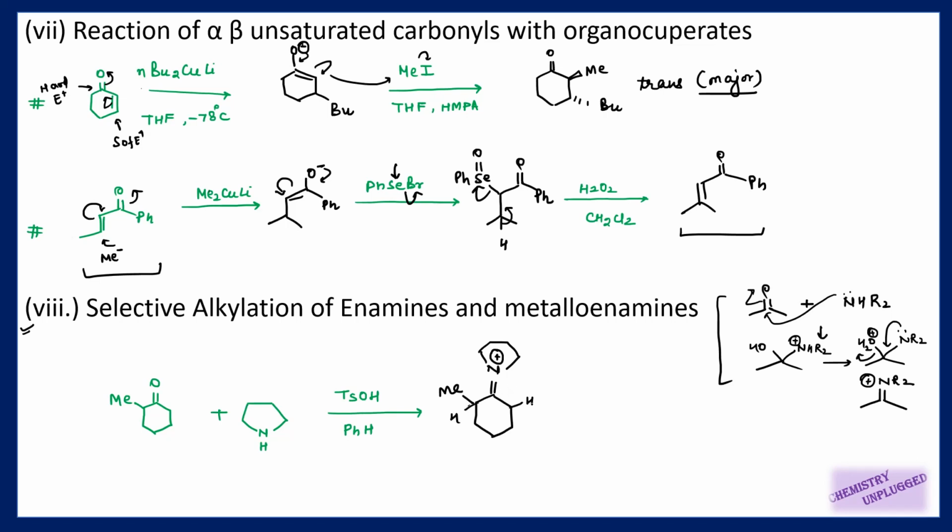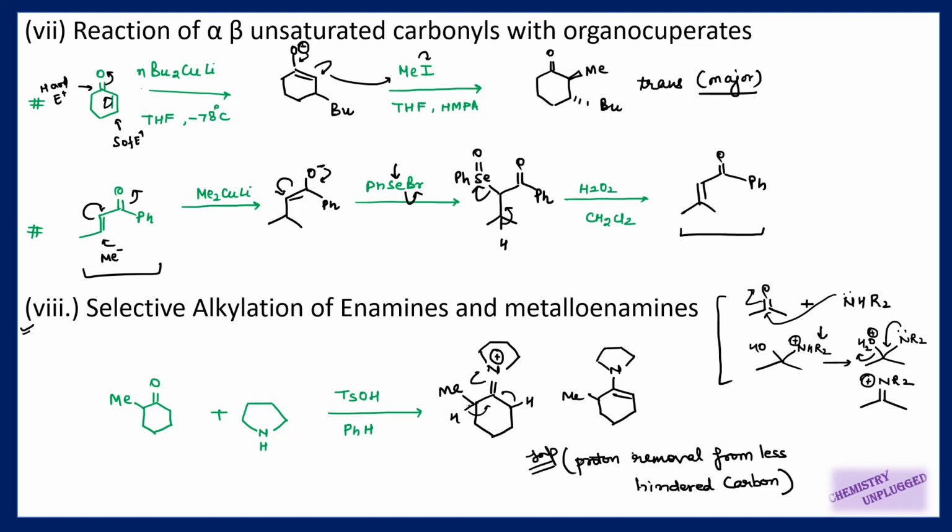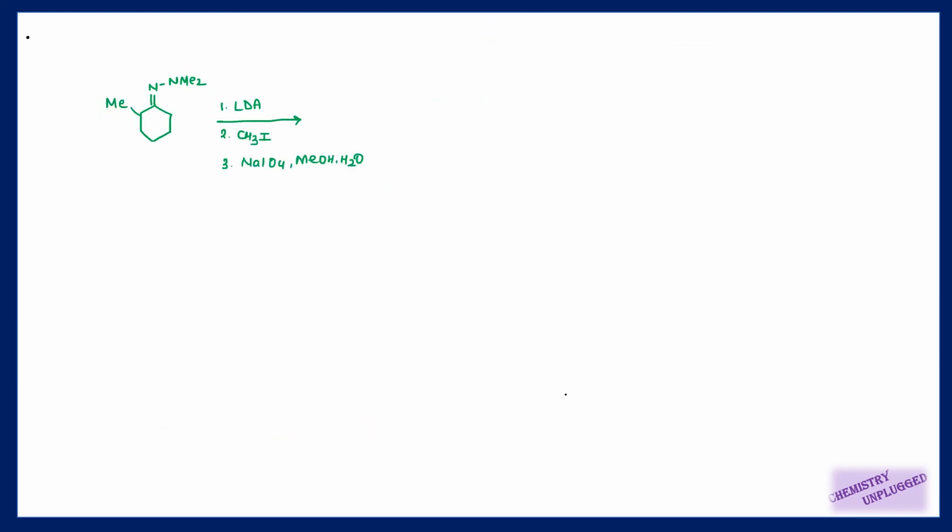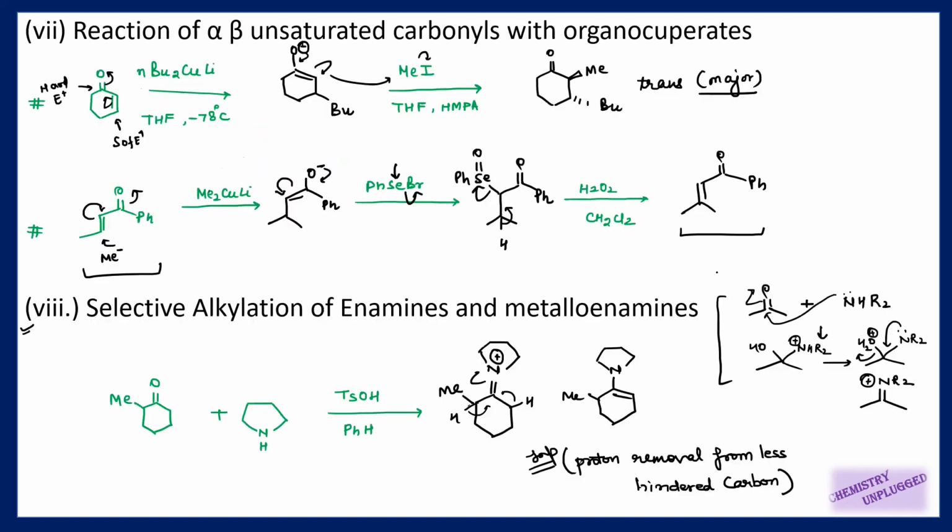So I have two protons here which can stabilize this nitrogen by shifting of this bond, right? I can use these two, but out of these, the proton which is removed from the less hindered carbon will give me the major product, right? So this is a very important point. You have to remember that in case of enamine you have to remove the proton from the less hindered carbon. Then I will write some more important points here about enamine reaction.